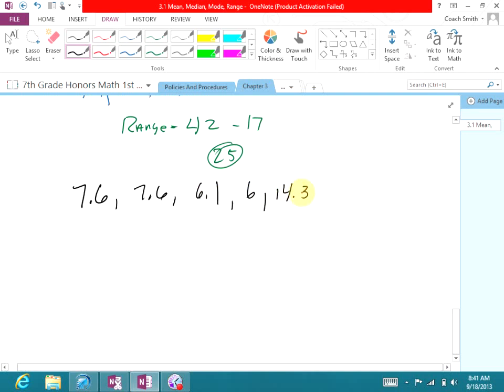Okay, obviously we don't know what this data represents. It really doesn't matter for us to find the mean, median, mode, and range. The first thing I'm going to do is find the mean, but to find the mean, I'm going to put them in least to greatest order.